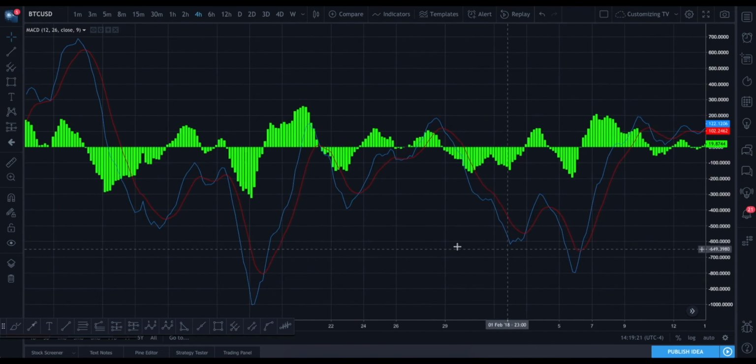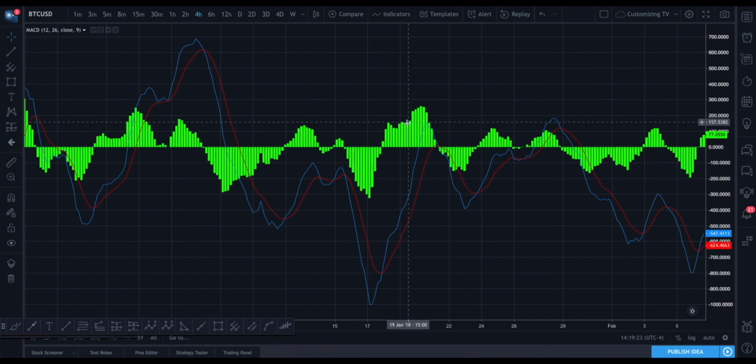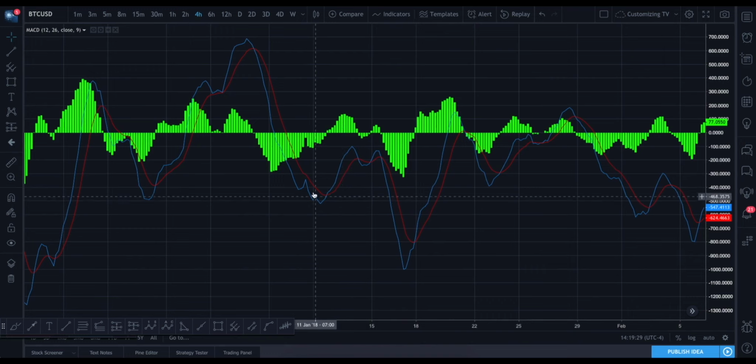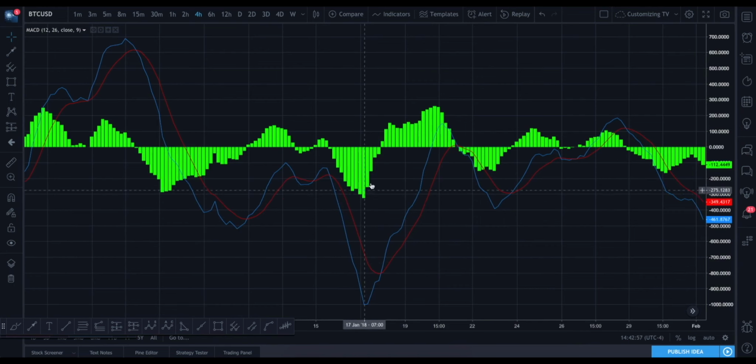So as you can see, when you zoom in, you can very easily see these ticks on the histogram. And these ticks are very, very powerful and neglected by traders. And I don't want you to make the same mistake. These ticks are serious money makers. So let's first examine what these ticks mean.